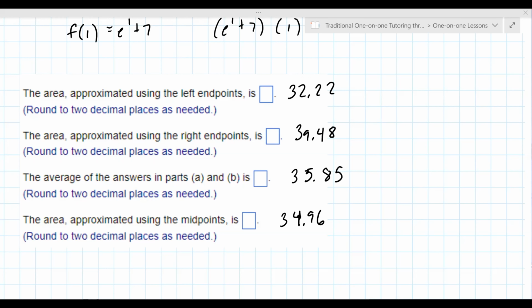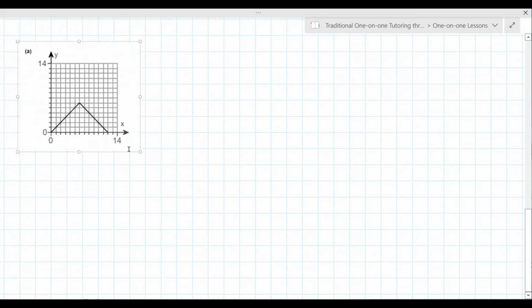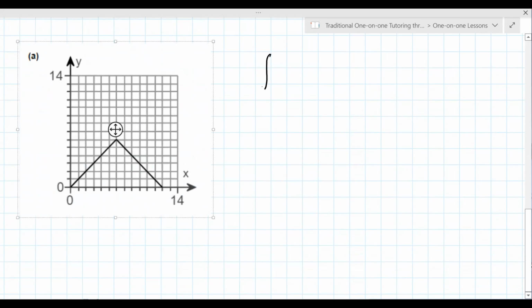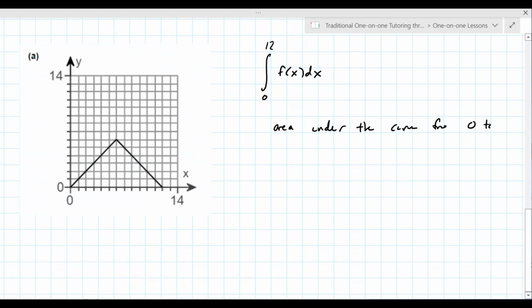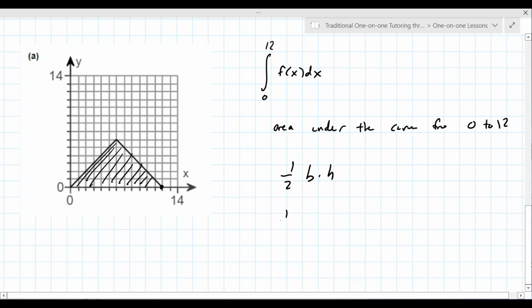Awesome, I got those. Okay, so number two, letter A. It's asking to find the integral from 0 to 12 of f of x dx. What this means is to find the area under the curve from 0 to 12. So it's basically like, what's the area of this triangle? You actually don't even need calculus. It's 1/2 base times height. The base is 12, and the height is 1, 2, 3, 4, 5, 6. So the answer is 36 for part A.